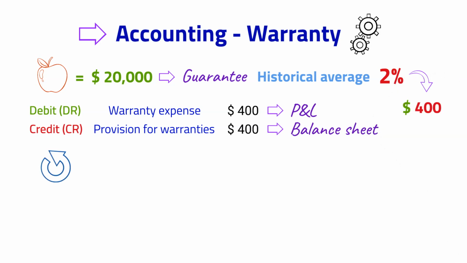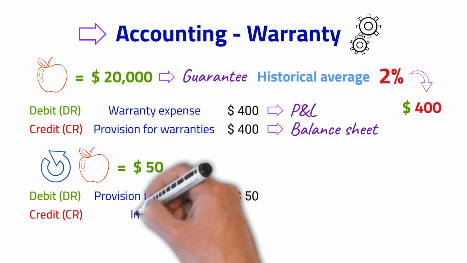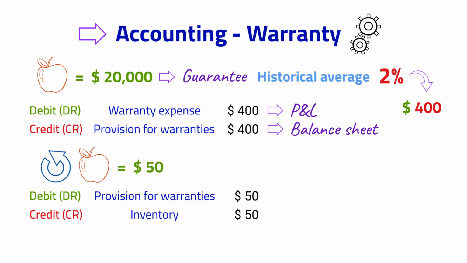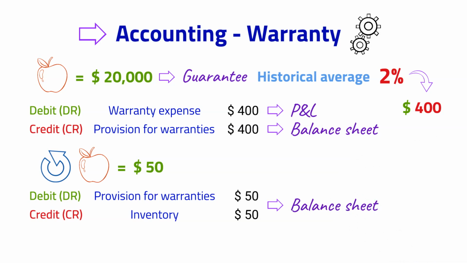When we replace apples under warranty for $50, we record the following. Debit, provision for warranties, 50, we use it. Credit, inventory, 50, we replace apples and take them out. You can see that there is no expense. We have already recorded the expense in the P&L when we recorded a provision. Now it is a utilization of the provision, only the balance sheet movement.